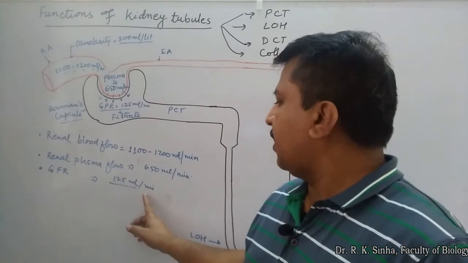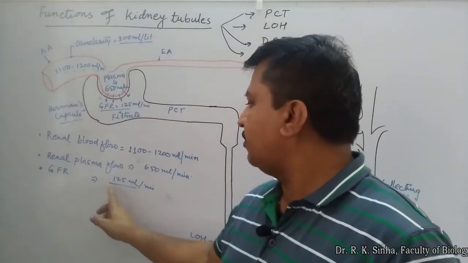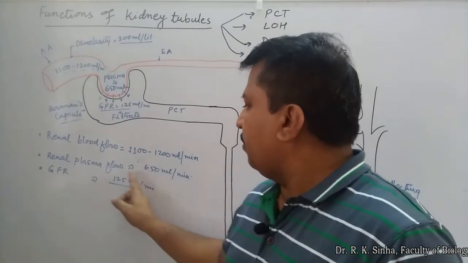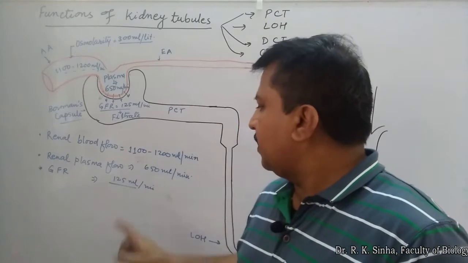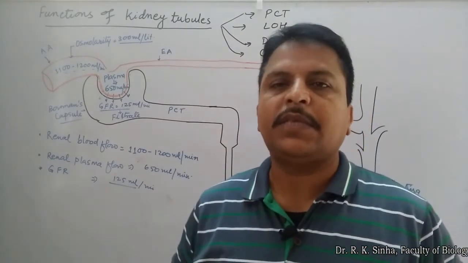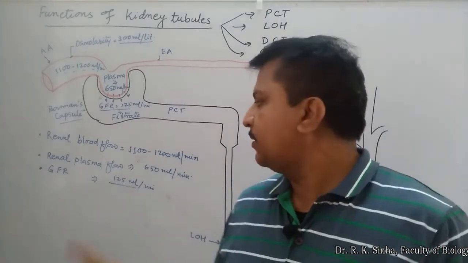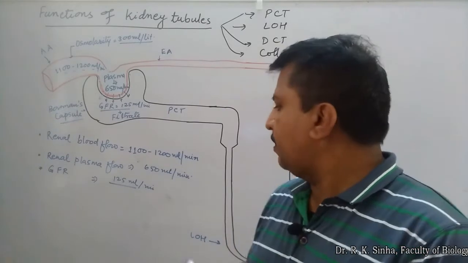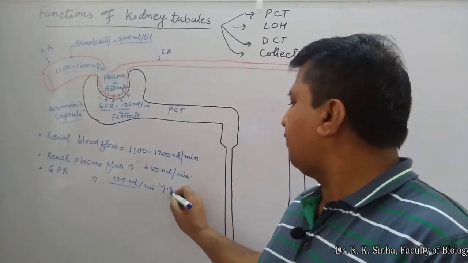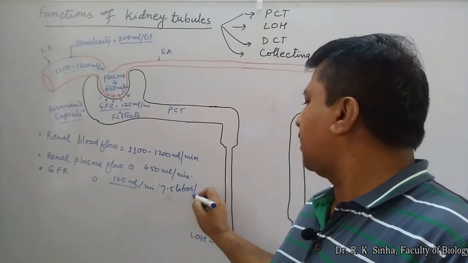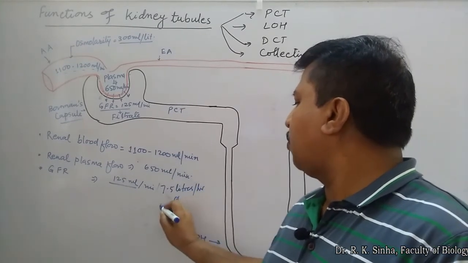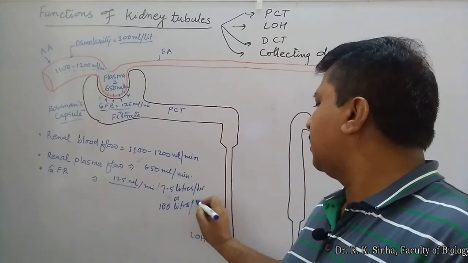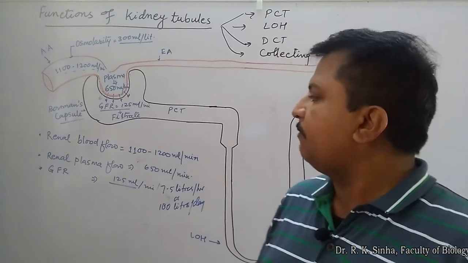GFR value is 125 ml per minute, and if we calculate it per hour, it will be 7.5 liters per hour, meaning this will be multiplied by 60. So it will turn into 7.5 liters per hour, or we can say 180 liters per day. So this will be the value of GFR.